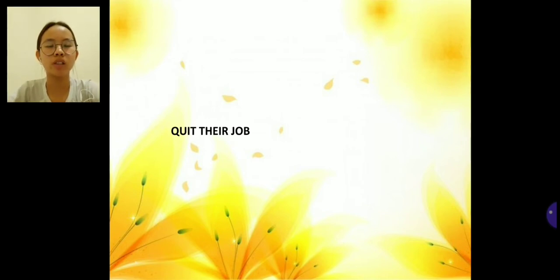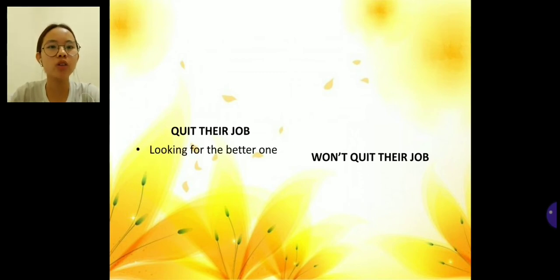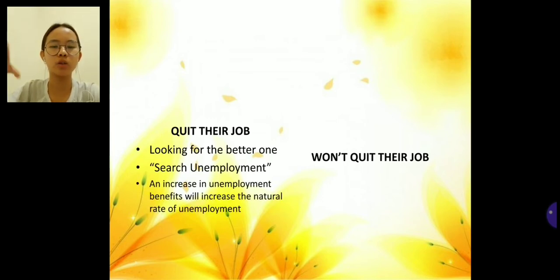People will face two options. First, they will quit their original job, or they will stay and not quit their original job. Sometimes people choose to quit their job because they hope they can look for a better one, a more worthy job that they can get by quitting their original job. This situation is called search unemployment, and an increase in unemployment benefits will increase the natural rate of unemployment.